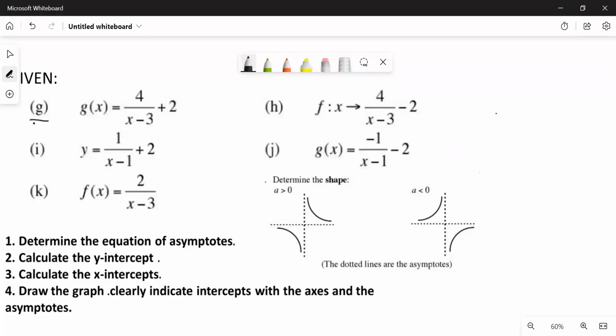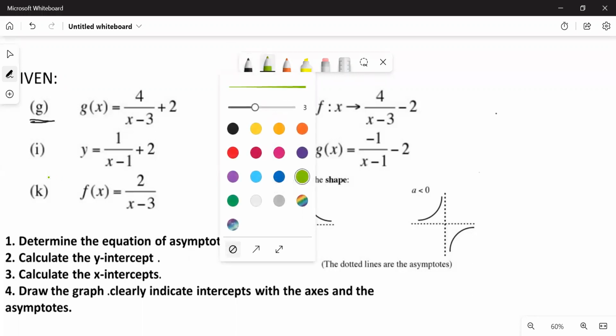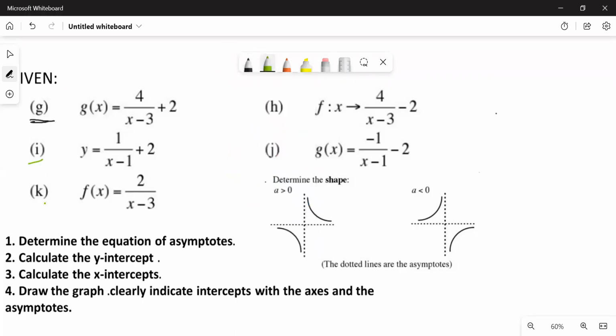So here we are going to do number G together. And then you will come and do number I as your classwork, number K as your classwork. H and J is going to be your homework. And then what is it that we are doing for number J? For number G. Okay, we'll do number G together.